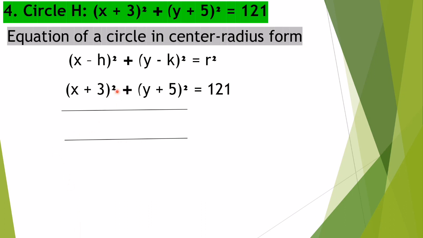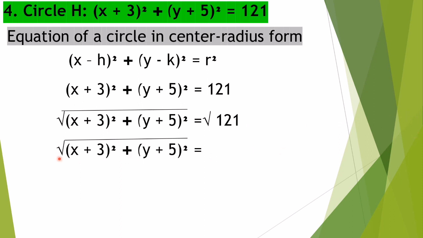Susunod dito, para matanggal ang exponent natin ay maglagay tayo ng radical sign both sides. Kaya meron na tayong square root of x plus 3 squared plus y plus 5 squared is equal to square root of 121. At ang 121 ay perfect squared, kaya pwede natin siyang isulat in exponential form. Kaya meron na tayong square root of x plus 3 squared plus y plus 5 squared is equal to square root of 11 squared. Kasi ang 11 times 11 is equal to 121.